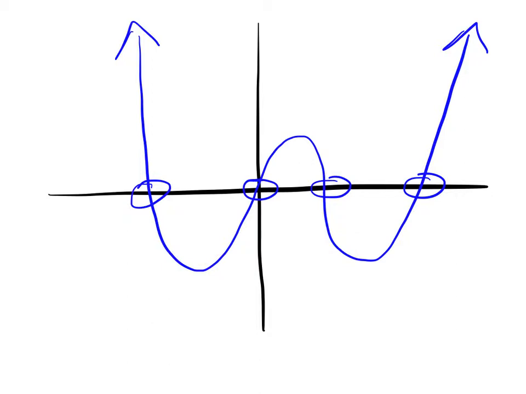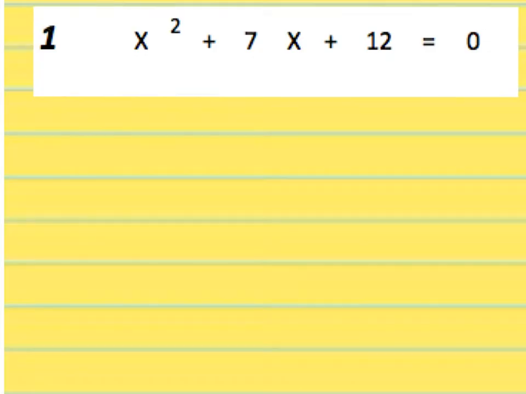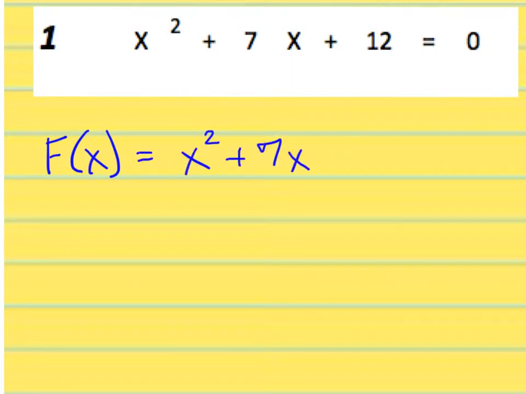Today will be just one simple function, tomorrow is a two-part function, and then Wednesday is a more difficult two-part function. A practice test on Thursday and then the real test on Friday. Here's an example. The function is x squared plus 7x plus 12 equals 0. And it can be written as f of x equals x squared plus 7x plus 12.